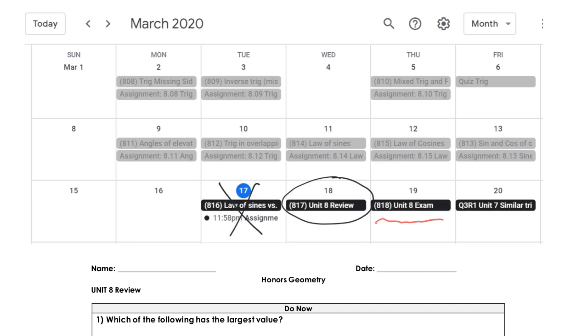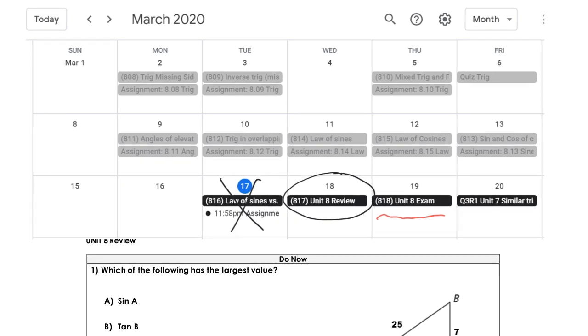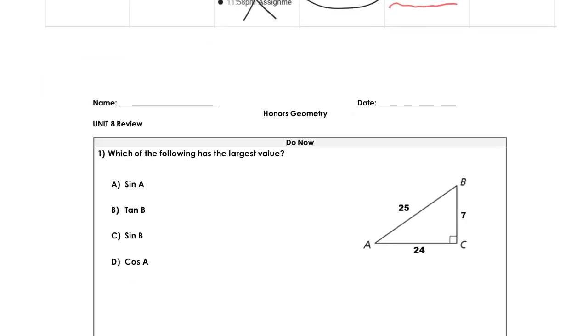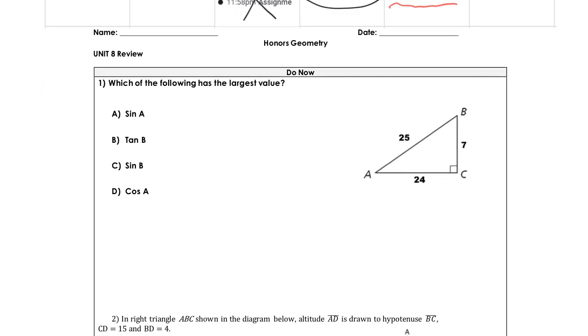I'm going to make it shorter than it would be in a normal class, and it'll be multiple choice, but you will have to submit a picture of your work. So we're going to review for that right now. Before we get started, I just want you to take about 2 minutes. Try number 1 on the do now. Super important question. When you're done, hit play on the video.